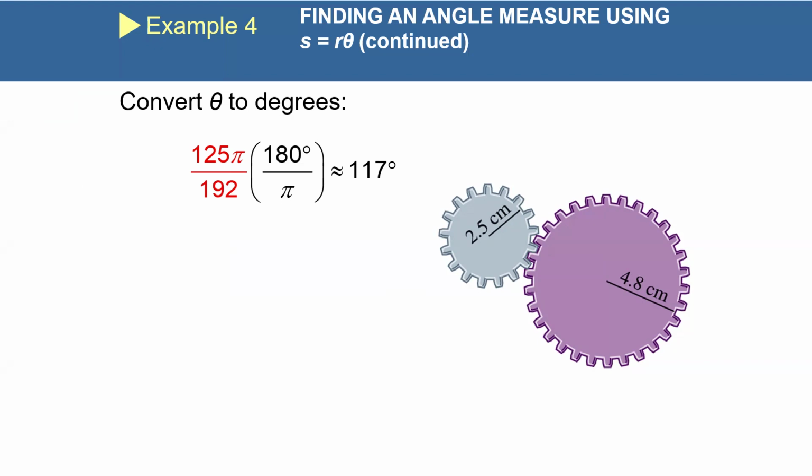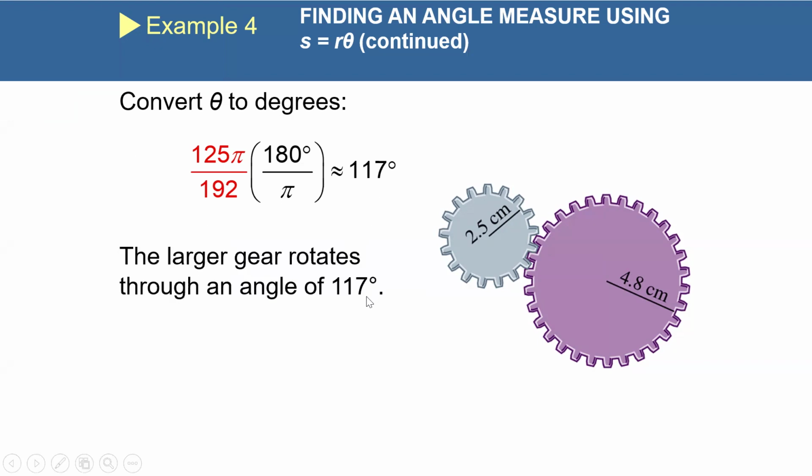Me neither. I was like, did I not put 117 somewhere? But I didn't have the points in here, but you get it. So our larger gear rotates through an angle of 117.